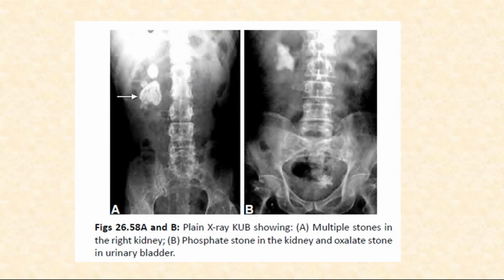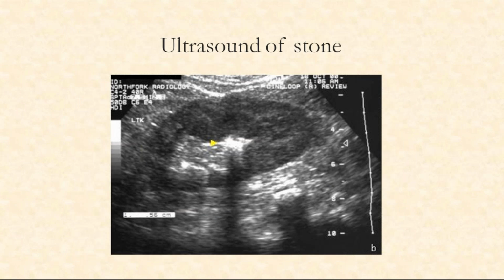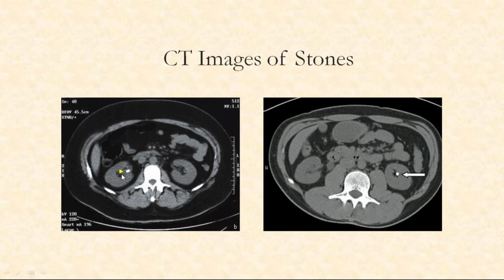So this is the plain X-ray of the abdomen showing renal calculi. Multiple stones are present, 1, 2, 3, 4, in the right kidney, and a white phosphate stone is there in the kidney, oxalate stones in the urinary bladder. So plain X-ray of the abdomen is also very essential. The ultrasound can see the stone. This is the stone, radio opaque, can be seen. This is also a CT scan showing the stone, white.